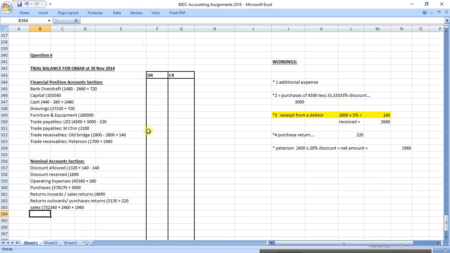Yeah. Okay, cash banked 1,800. Okay, so cash banked, so cash is going to go down. Good. Minus 1800. And bank overdraft. The bank overdraft will decrease. Yes. So it'll go minus 1800.